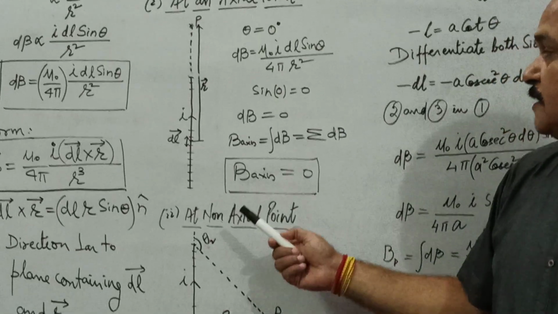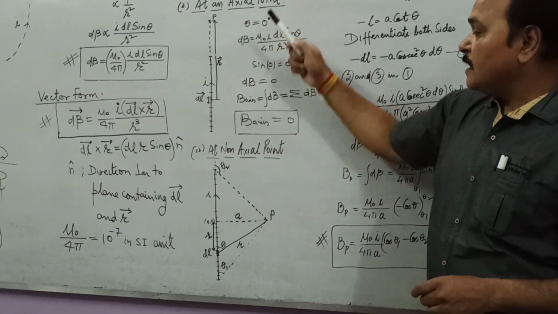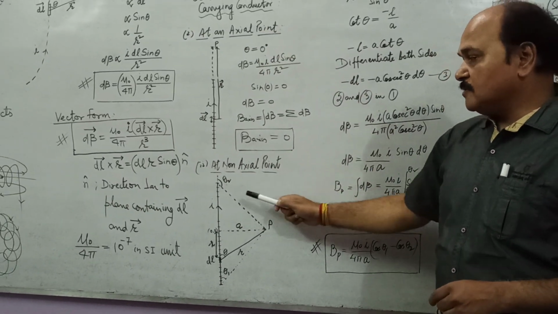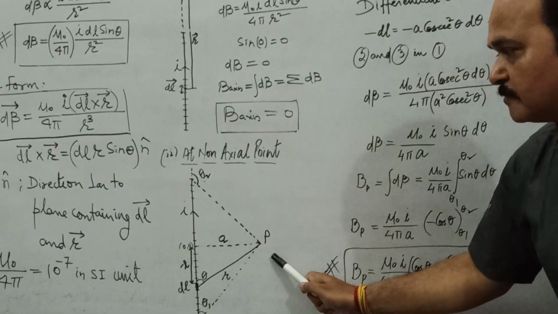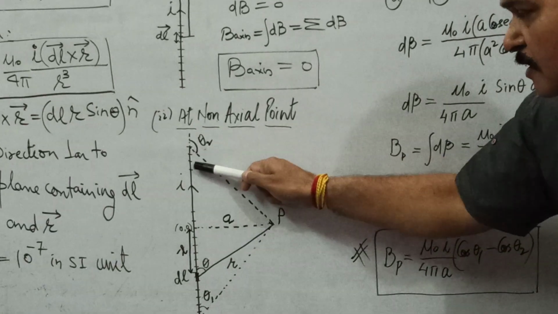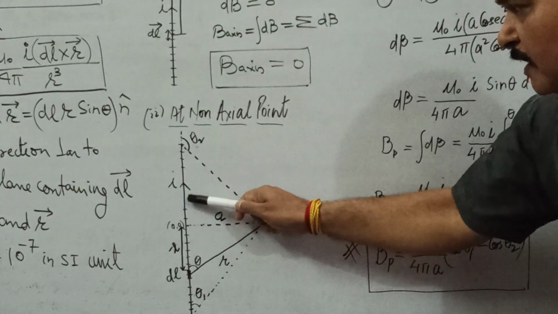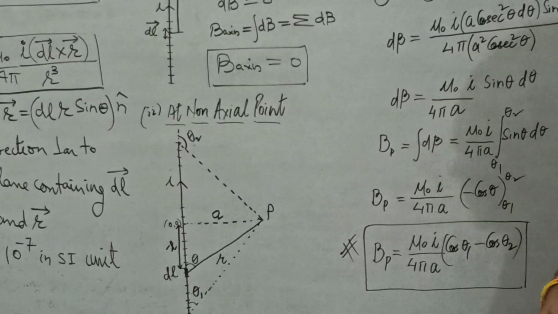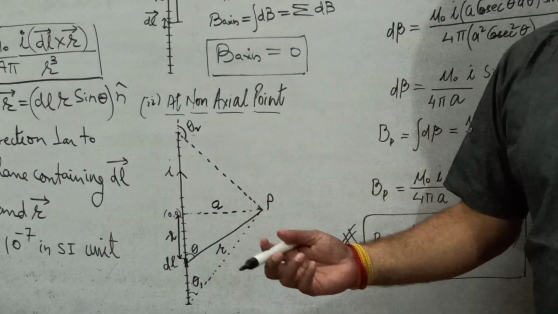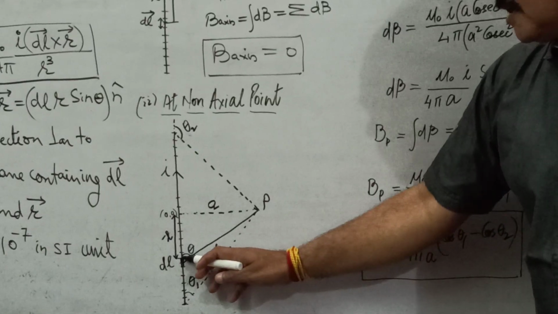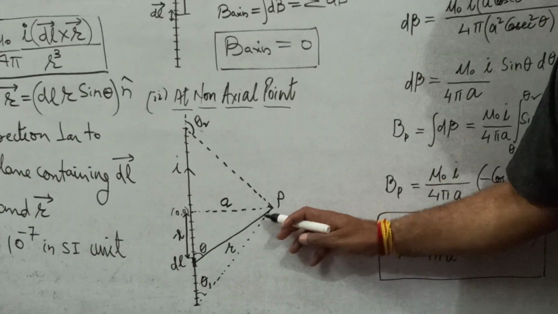Well, the second application is magnetic field due to a straight current carrying conductor at a non-axial point. So this is a straight current carrying conductor. Now we are going to find out the magnetic field here. So as usual, we divide this whole conductor into infinite number of current carrying elements of length dl each, and of these infinite number of current carrying elements of infinitesimally small length dl, let us take an arbitrary current carrying element dl. We join this with point P, we get what?